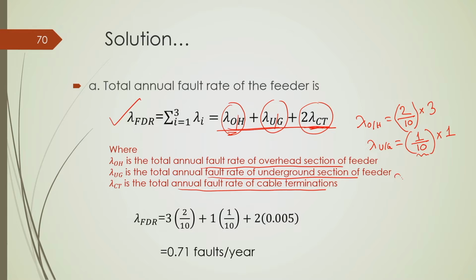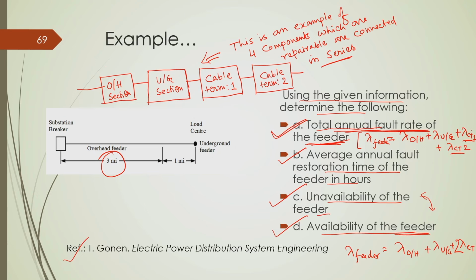Similarly, this cable termination lambda CT we can find out as 0.5%, which is equal to 0.005. So, you put all these values over here, you will get the overall failure rate of the feeder as 0.71 faults per year. This is the unit of the fault rate. So, the first question is solved. We got the total annual fault rate of the feeder.